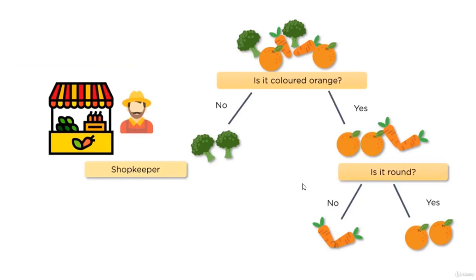Suppose you are a shopkeeper and you have a bunch of fruits and vegetables, but you don't know how to categorize them. So you might apply the decision tree algorithm in categorizing this. For example, you might start here. Is it colored orange? No. Then broccoli will come here. Then on this other side you have oranges and carrots. Is it round? No. If it is no, it means it is a carrot. If it is yes, it means it is an orange.